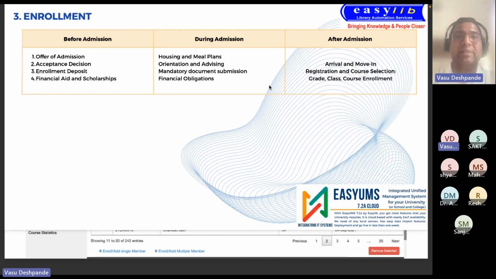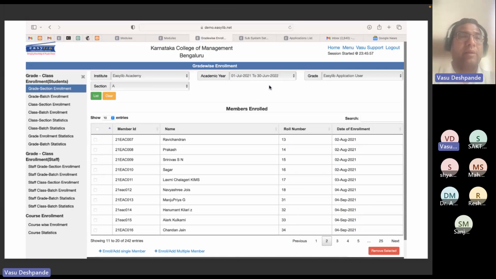So let's see some of the screens within Easylib, how they look here. So if you see here, right, you are seeing multiple of them, right? Grade section enrollment. That is for enrolling somebody into, let's say, BA first year A section, right? Grade batch enrollment. That is to enroll somebody into the MBBS first year batch number 1. The section may be A section, but the batch may be divided into 1, 2, 3, 4, right? So different batches are there.